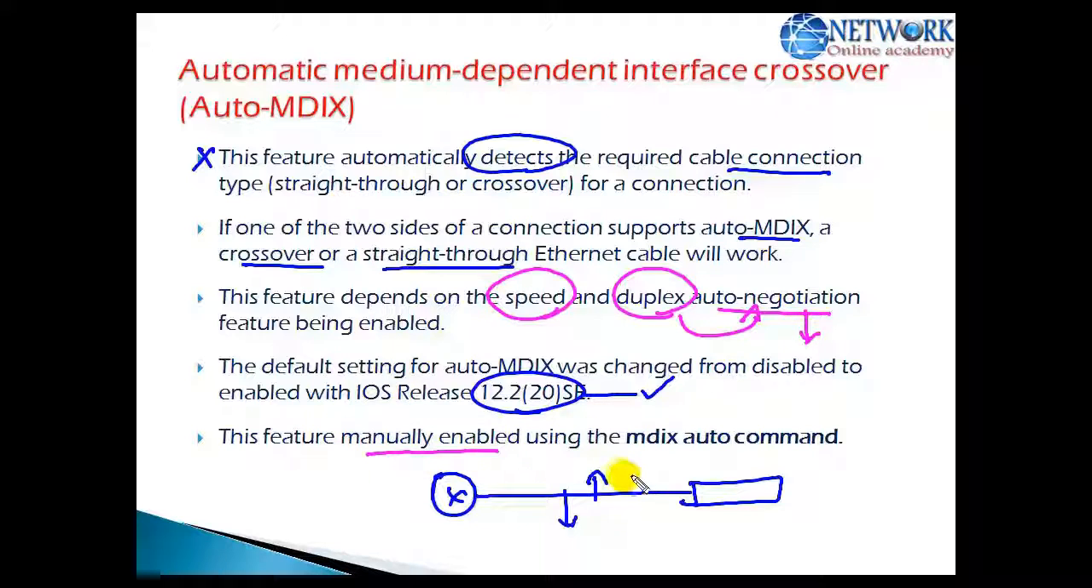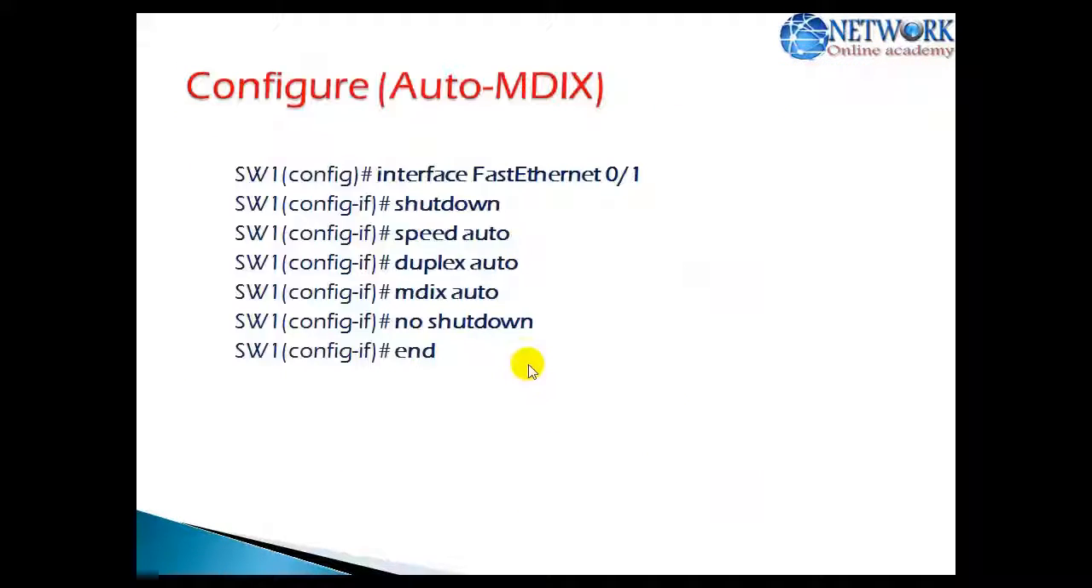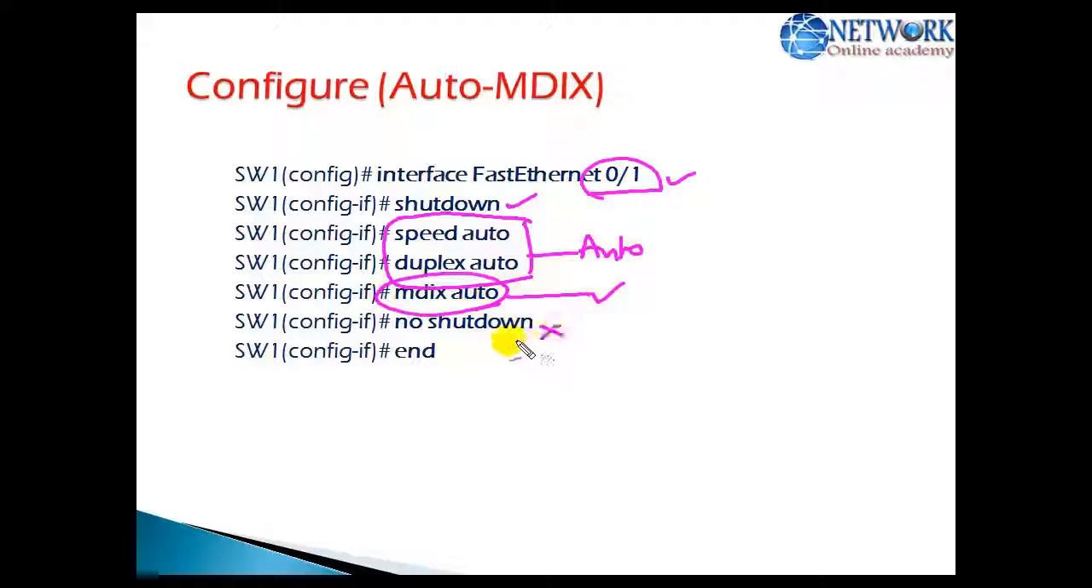This feature has to be manually enabled using a command called mdix. So I have the commands here. You can see the first thing I'm using is interface F0/1, or you can use a range command. I'm going to shut it down, set the speed and duplex settings to auto mode, and then I'm going to enable mdix auto, and finally the no shutdown command to bring the interface up. This is one of the most common features which most people use in production networks, where they can use either of the cables for connections.